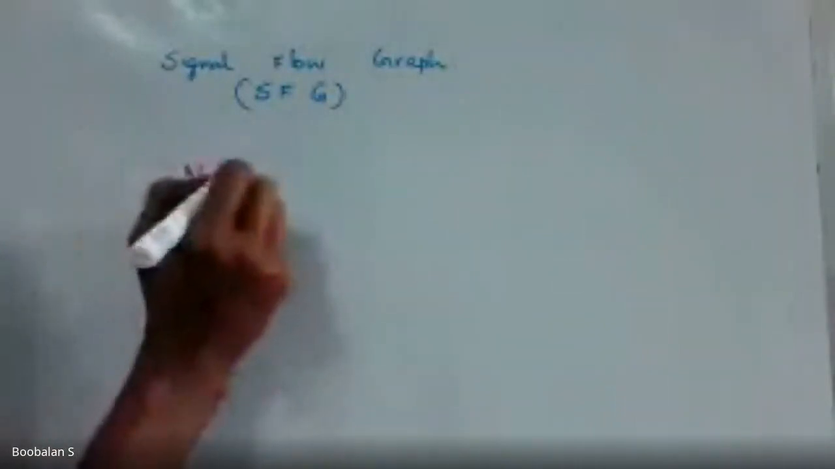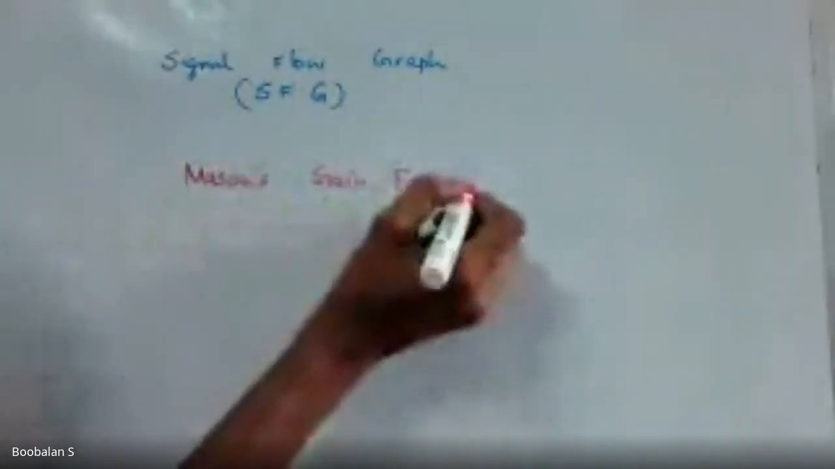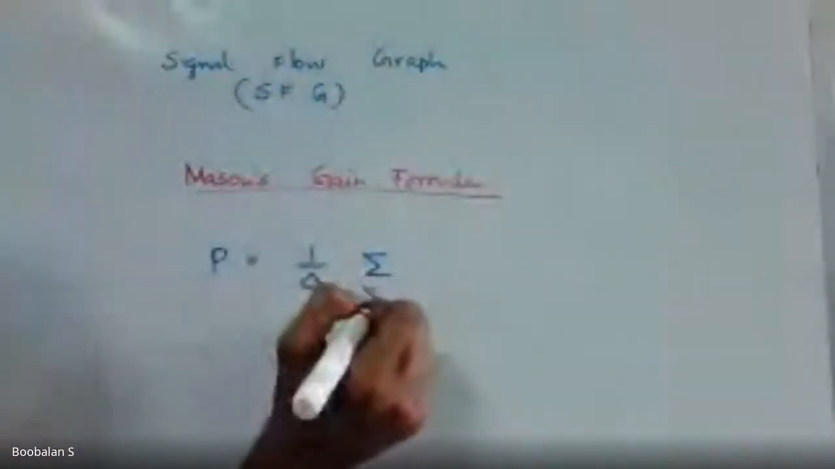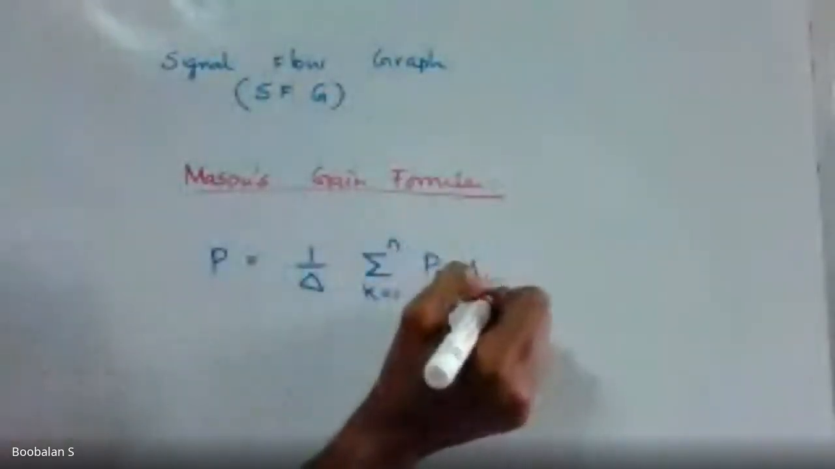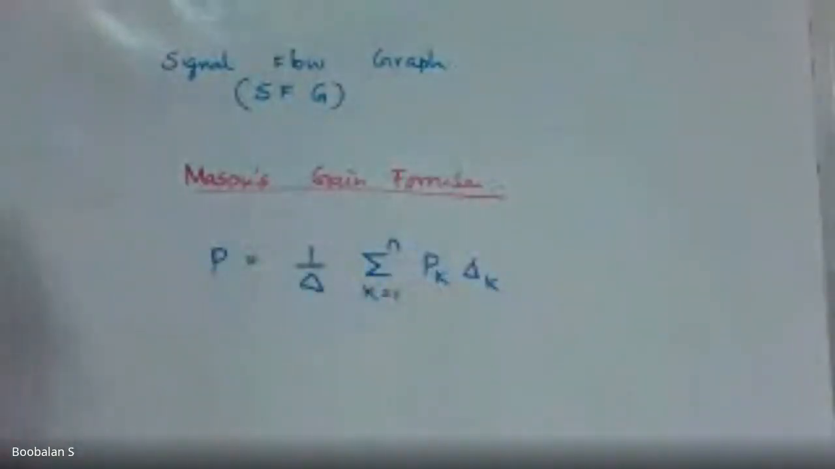This is by a physicist and mathematician whose name is Mason, so it is Mason's gain formula. With this formula, you can directly frame your mathematical model transfer function. It will be very easy. So what is the exact formula he derived? The formula is P equal to 1 by del, summation of k equal to 1 to n, P suffix k, del suffix k. This is the Mason gain formula. With this formula, we can directly frame your transfer function.